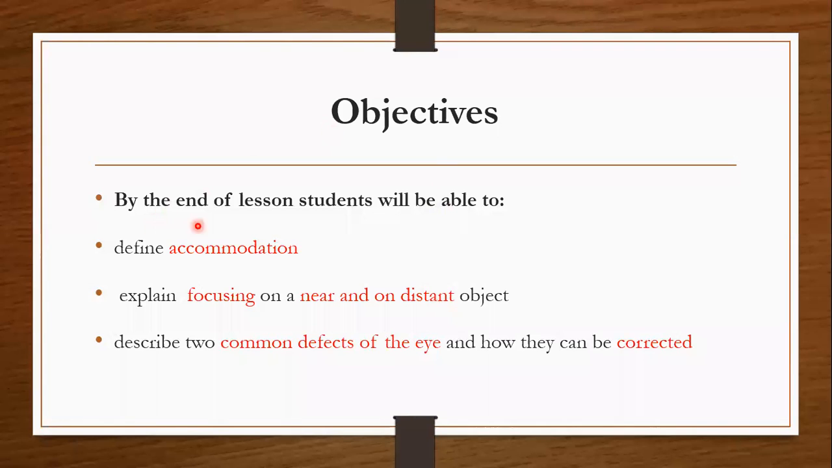Objectives. By the end of the lesson, you will be able to define the term accommodation, explain focusing on a near object and focusing on a distant object. Describe the two common defects of the eye and how these two common defects can be corrected.